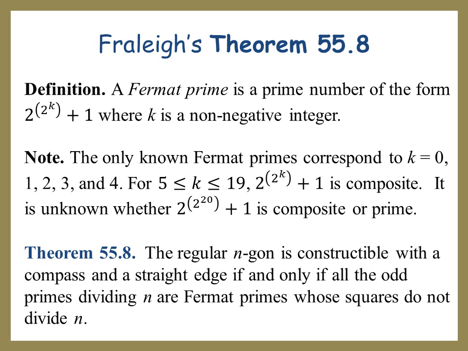Carl Gauss is the first to show that a regular 17-gon could be constructed. In fact, it was Gauss who first gave the sufficiency for Theorem 55.8, which was proven in its entirety in 1837 by Pierre Wantzel.